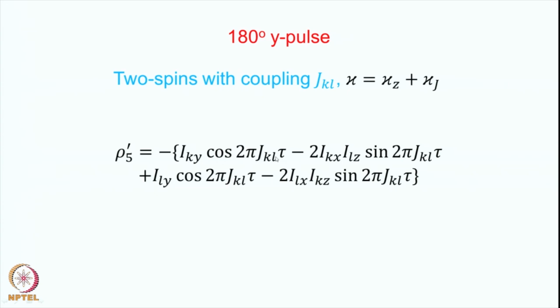Why do I take 2 pi JKL tau now? Because I am evolving for the whole time period 2 tau. So, I did not evolve under the coupling before, therefore, I am now evolving for the whole period 2 tau. Therefore, I get here cosine 2 pi JKL tau minus 2 IKX ILZ sin 2 pi JKL tau. Similarly, the L frequency gives me ILY cosine 2 pi JKL tau minus 2 ILX IKZ sin 2 pi JKL tau. Here notice the difference is here you have IKX ILZ, here you have ILX IKZ.